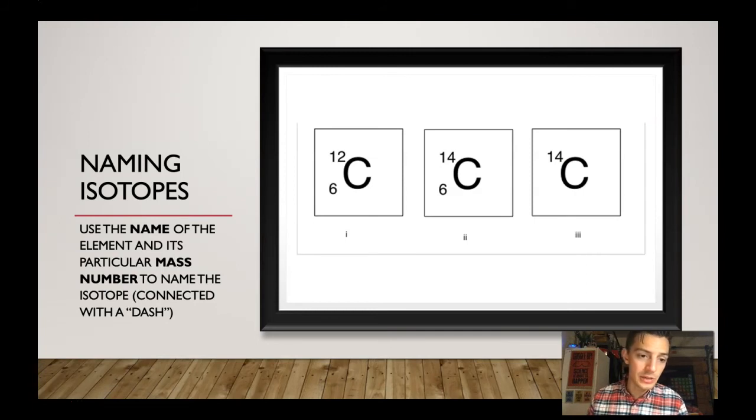Okay, how do we name isotopes? The way that we do it is we use the actual chemical name, in this case carbon, and the particular mass number, which is labeled up here, to name the isotope, and we'll connect it with a dash. So this one's going to be carbon-12. That's how we name that. You can also write C-12, because that's the symbol for carbon. I told you chemists are lazy. We don't like to write things if we don't have to, and if we already know the symbol for carbon, why write the word carbon?